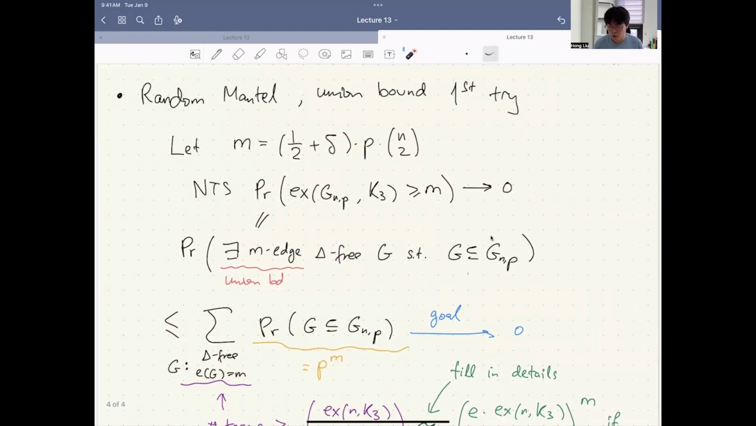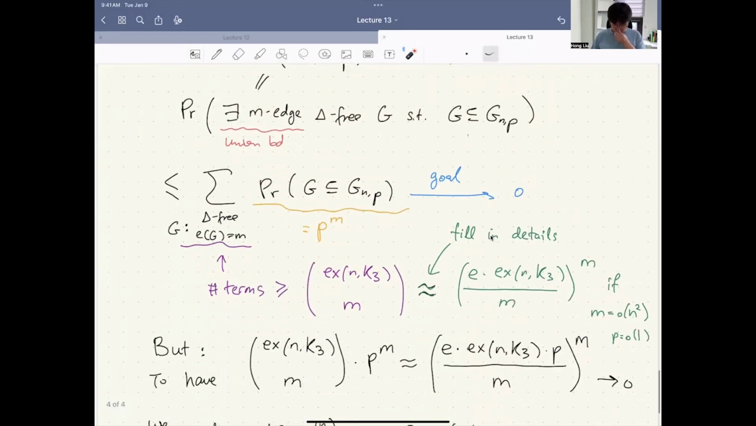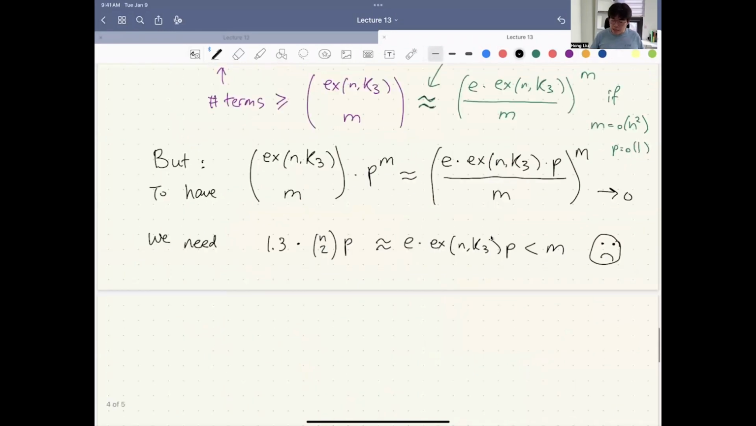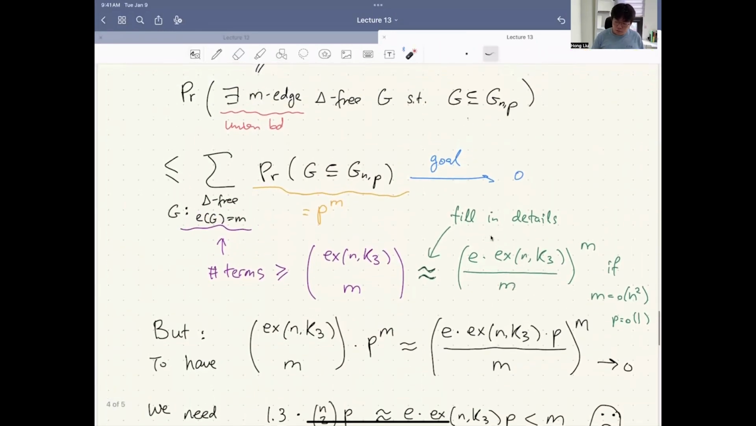You can only prove 1/2 plus, I don't know, what's 1.3? 1/2 plus something. Some absolute constant, not some delta tending to 0. So we need to do something else. The problem here is that the union bound is not sufficient. The number of summands here, there's simply too many.